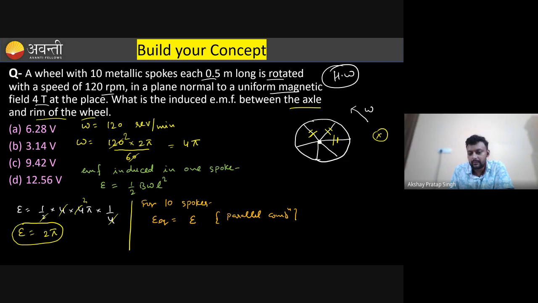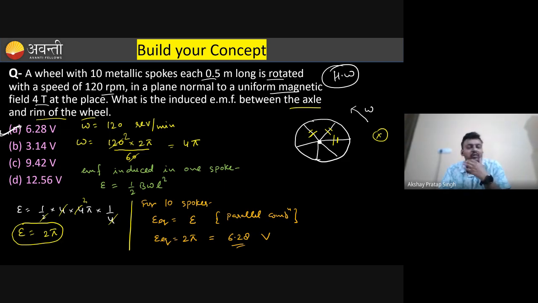Because of this parallel combination, E equivalent is going to be 2 pi. And if you put the value of pi, that is 3.14 into 2, it is 6.28 volt. And 6.28 volt is our option number A, which is the correct answer. So I hope you have completed that question.